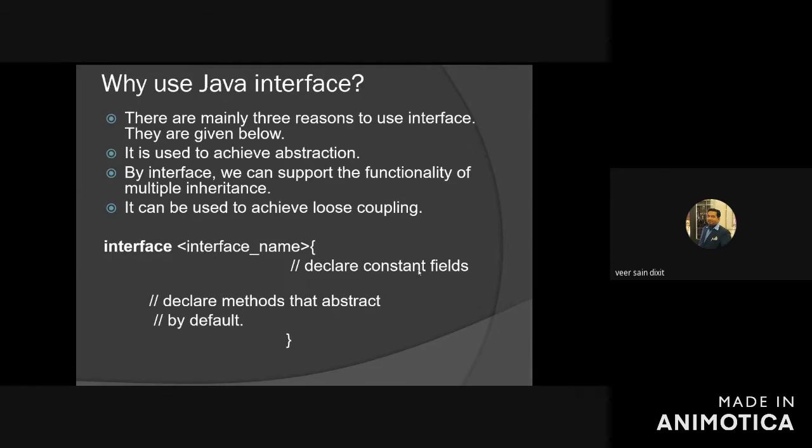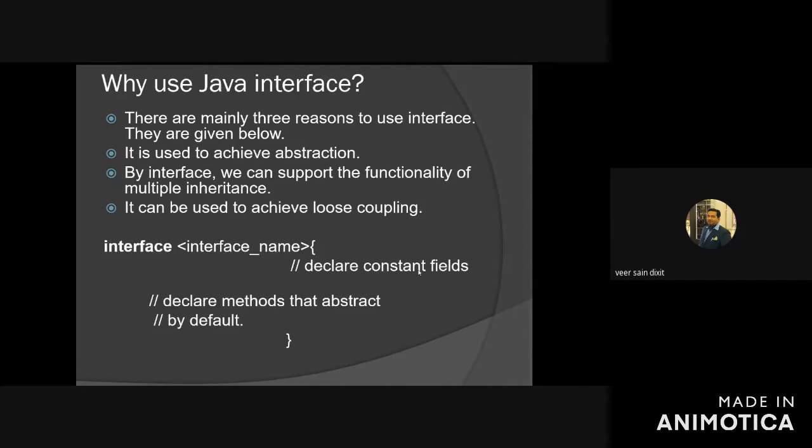The question arises, why do we use Java interface? There are mainly 3 reasons to use interface. First one is it is used to achieve abstraction. You know the meaning of abstraction. What do you mean by abstraction? Without going into the implementation detail of anything, if you are representing a particular thing, that process is known as abstraction.